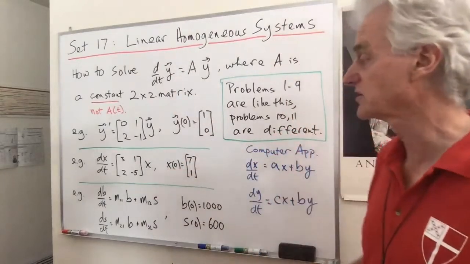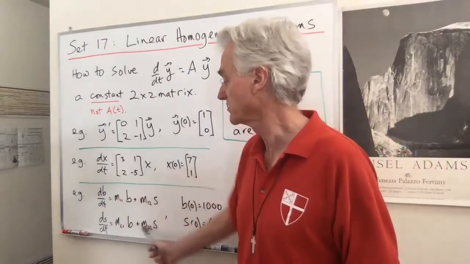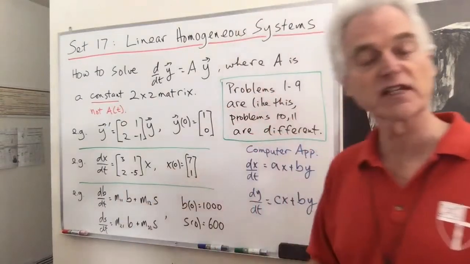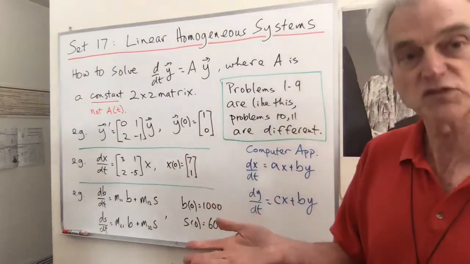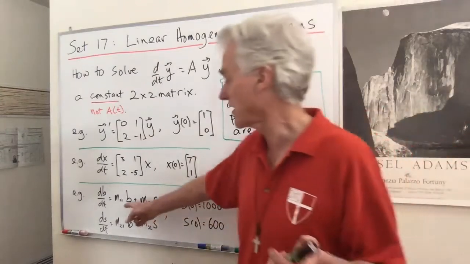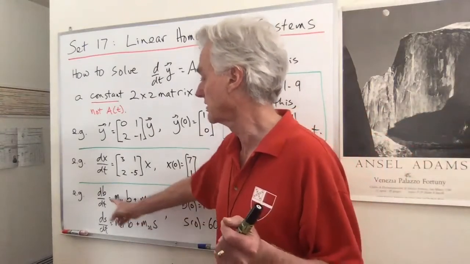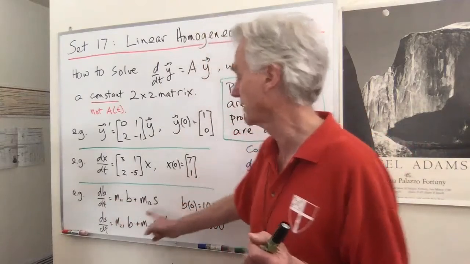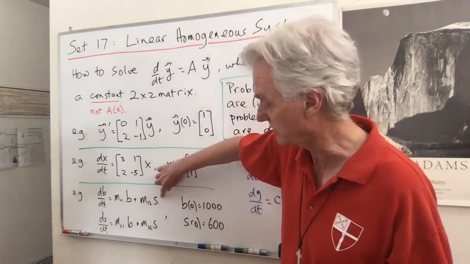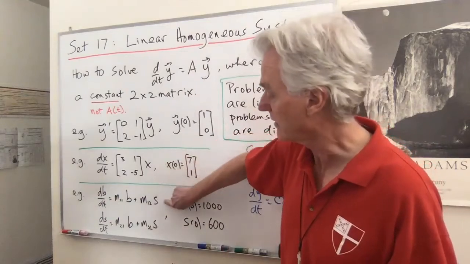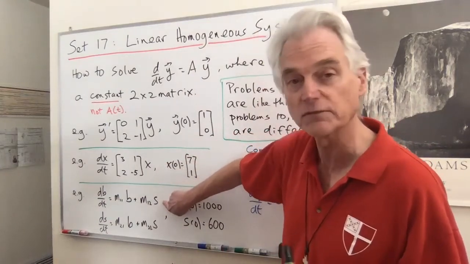Some of the problems look like this. They're just given as a system of two first order ODEs that are linear in the dependent variables. And there's no terms that don't have the dependent variables. I didn't add like a t here, didn't add a 7.